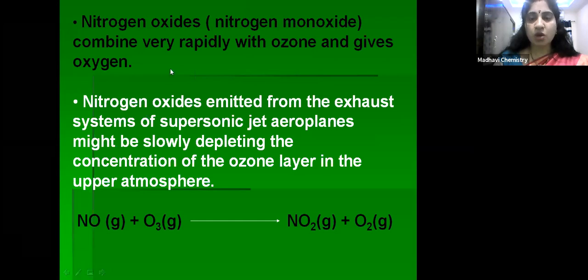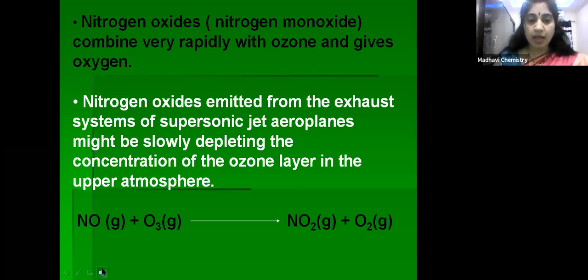Next one, nitrogen oxides. Mainly nitrogen monoxide combines very rapidly with ozone and gives oxygen. These nitrogen oxides are emitted from the exhaust system of supersonic jet aeroplanes, which release oxides of nitrogen in the stratosphere. The oxides of nitrogen combine with O3, liberating nitrogen dioxide plus oxygen. They are converting O3 to oxygen. That's why ozone layer depletion is taking place. This is one of the reasons for the depletion of the ozone layer.